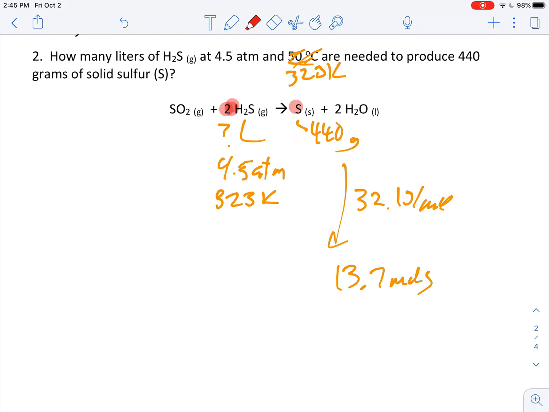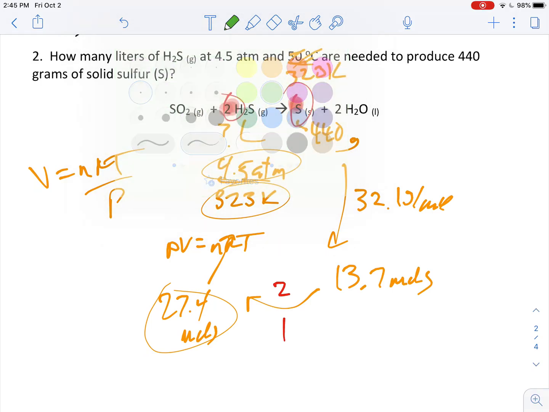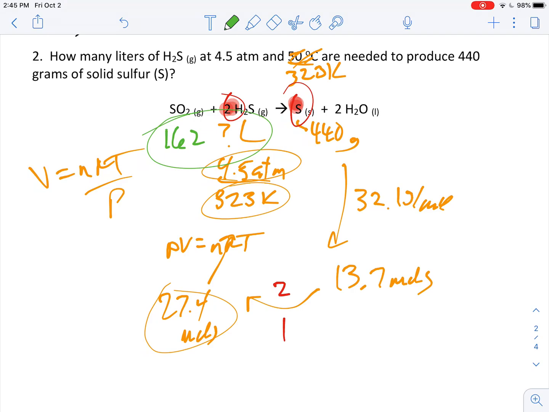Now what I want to do is go across town. And by going across town, I'm going to pay that mole tax here, and it's going to be a 2-to-1 ratio, because again, I'm starting here at the 1 and working my way over to the 2. So that's going to end up being about 27.4 moles here. And so now I know moles, I know atmospheres, I know Kelvin, so I can use PV equals nRT, and I can solve for the volume. The volume is going to be equal to nRT over P. Plug everything in and you should be able to solve it. And if I've got my numbers right, it ends up being about 162 liters of that.